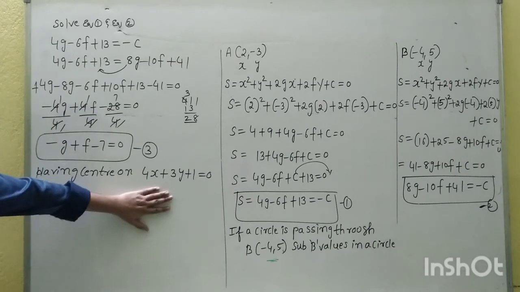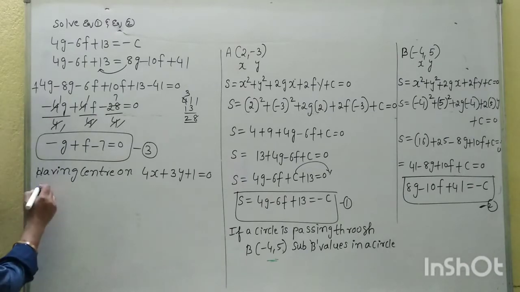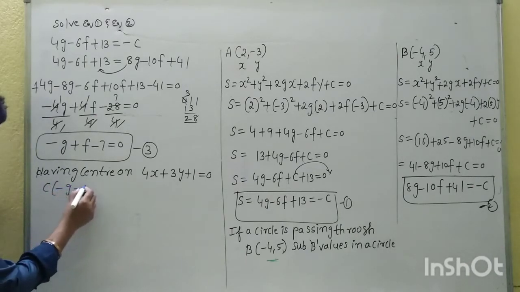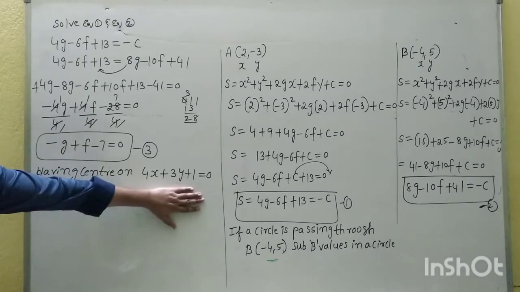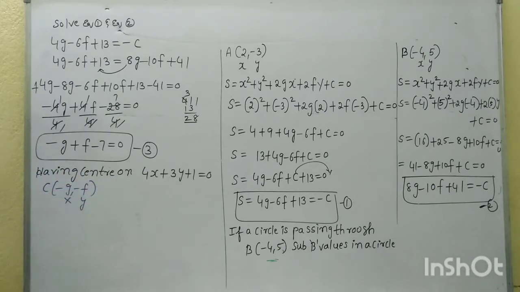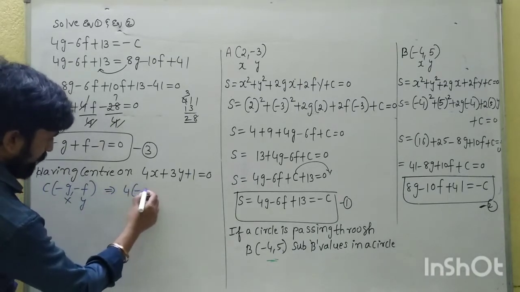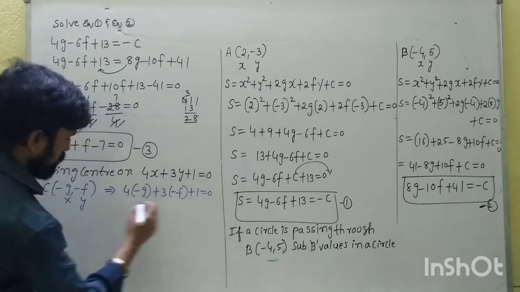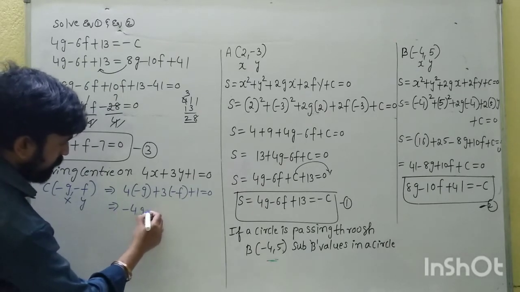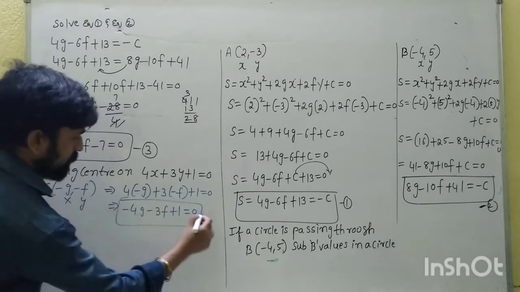That equation will come from here, meaning the center lies on this line. What is the center? The center is minus g comma minus f. This is the x value and this is the y value. So x equals minus g, y equals minus f. Then we get 4 into minus g plus 3 into minus f plus 1 equals 0. Then it will be minus 4g minus 3f plus 1 equals 0. So this is equation 4.